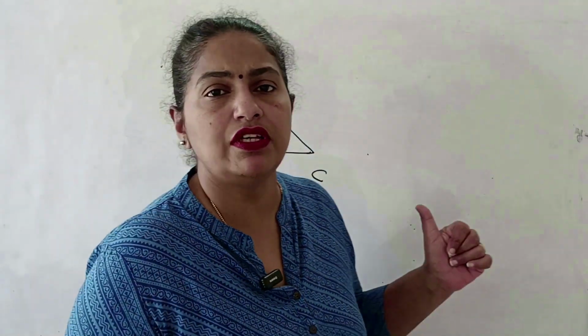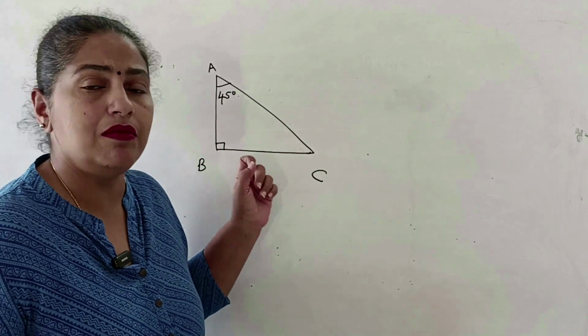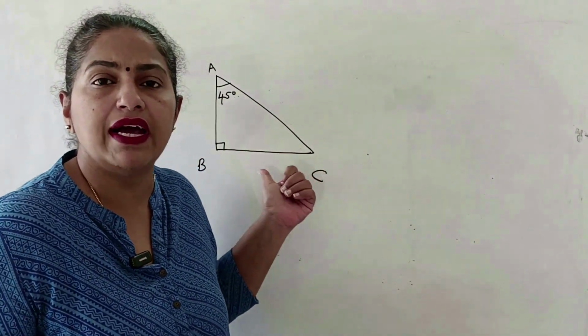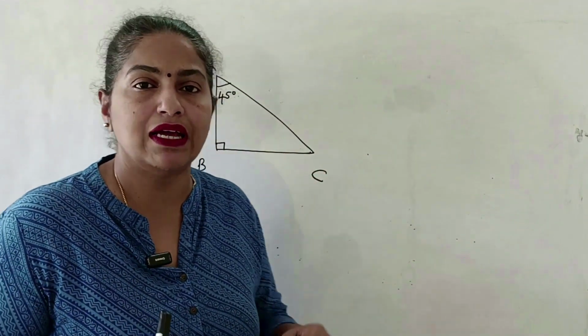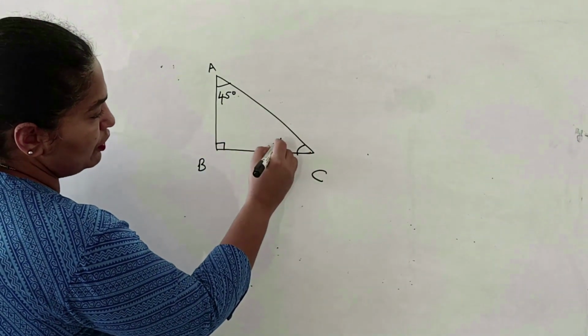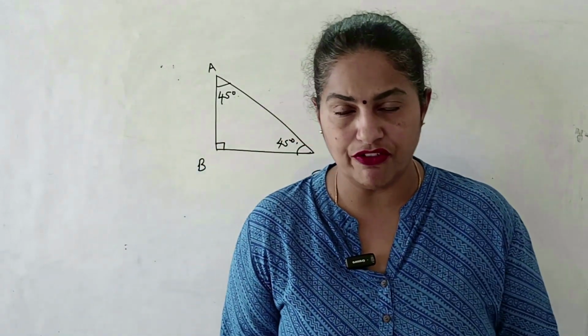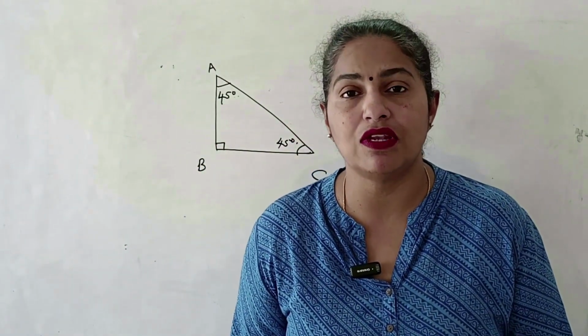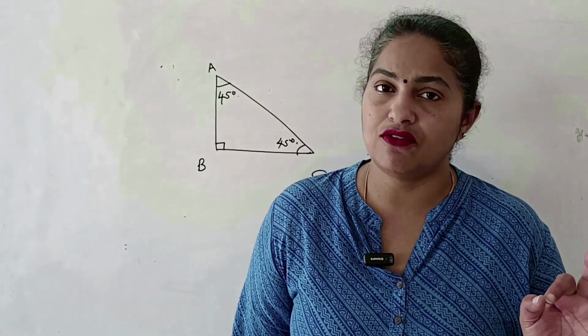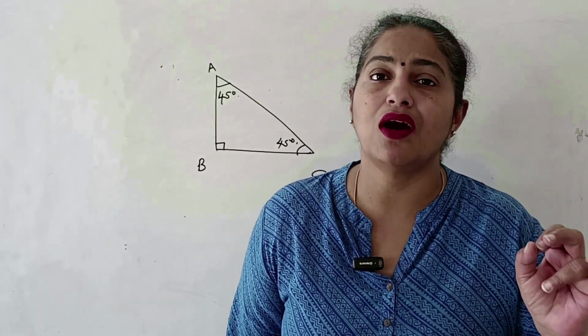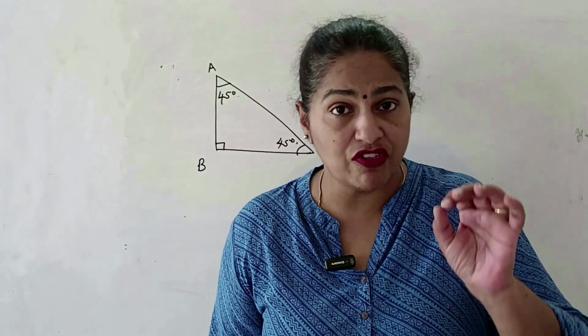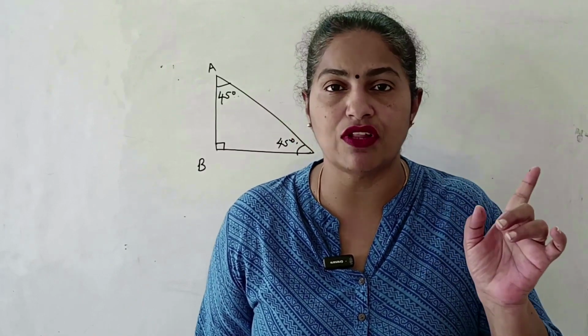Now let us see, I have drawn the diagram, it's a basic diagram. So if angle A is 45 and B is 90, what can you say about angle C? Angle C also has to be 45 degree. Now what kind of triangle does this become? This becomes not only a right angle triangle, it also becomes an isosceles triangle. Now this is an isosceles right angle triangle. Now let us write down the measures of sides with relation to the angles.